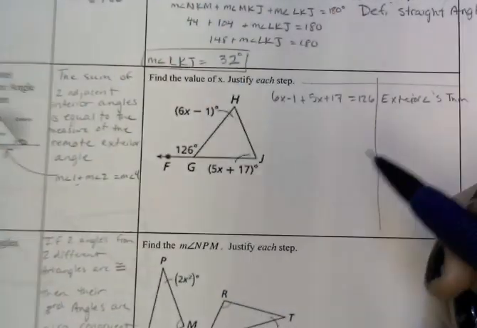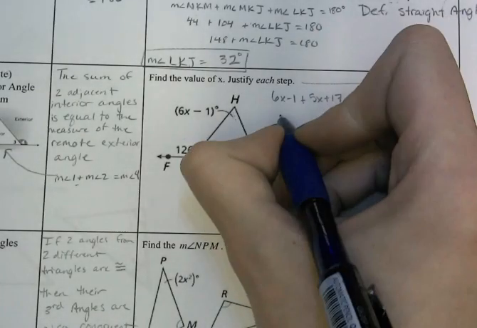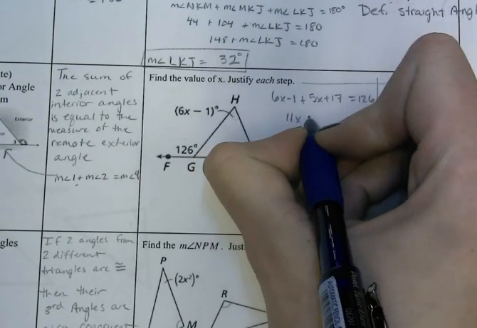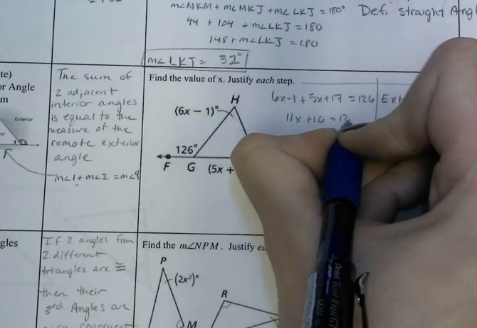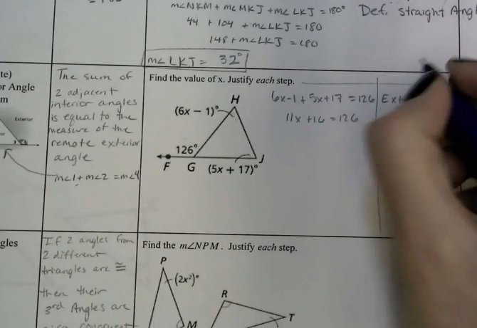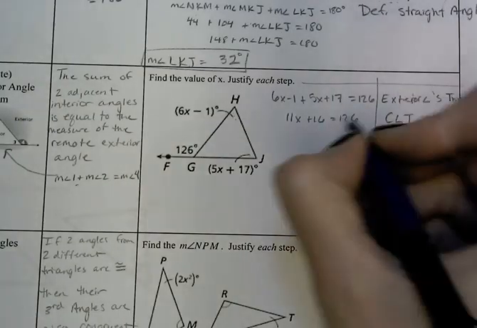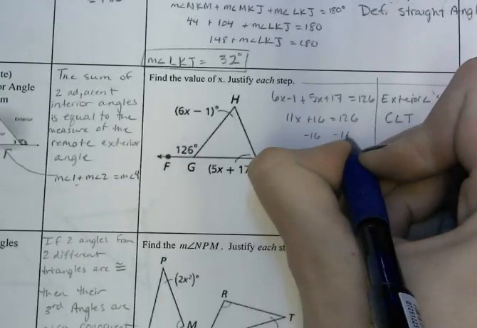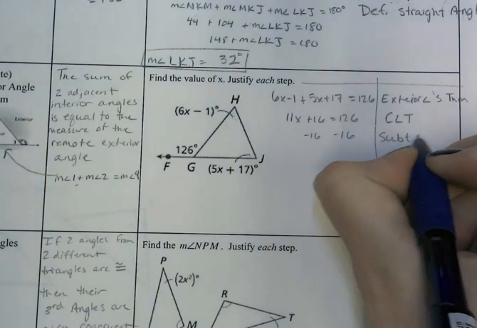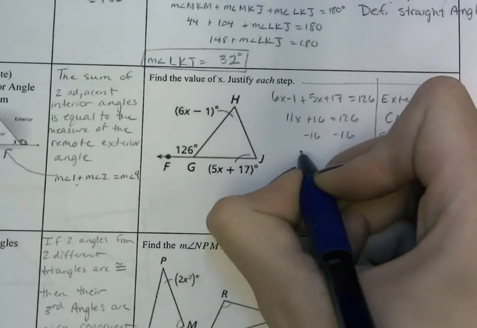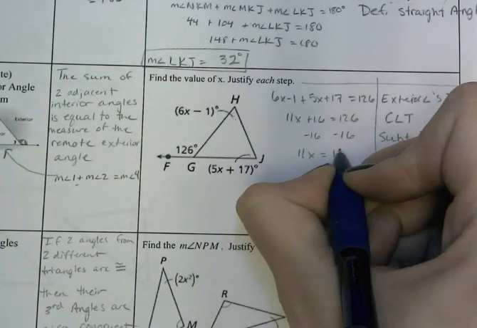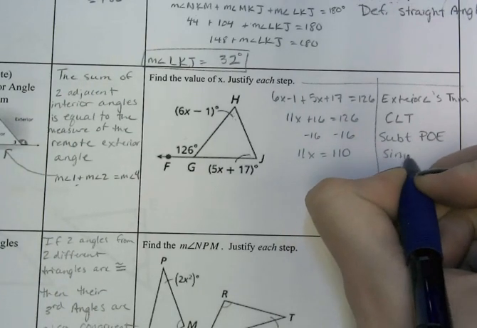So now I'm just going to solve. First I'm going to combine like terms and say 11x plus 16 equals 126. For our reason here, you can put combine like terms or simplify. I like combine like terms because it's more specific. Next, subtract 16. I'm using the subtraction property of equality, and I get 11x equals 110 when I actually do the math and simplify.